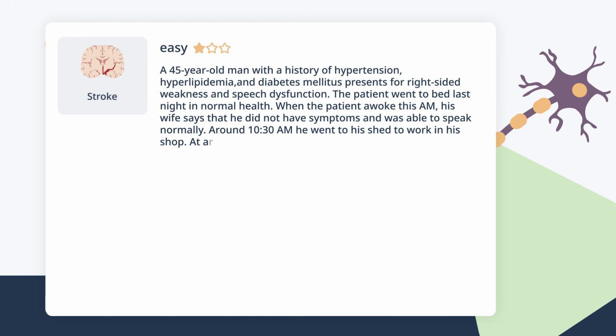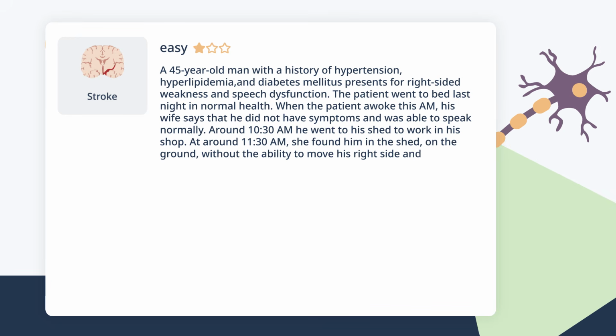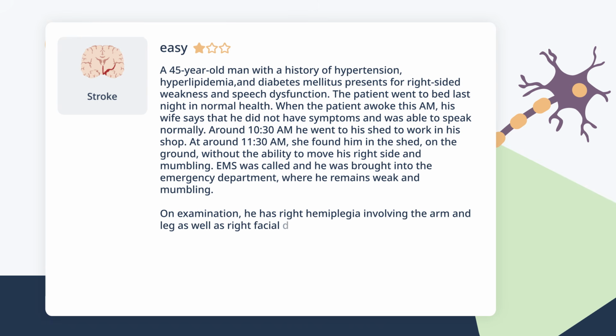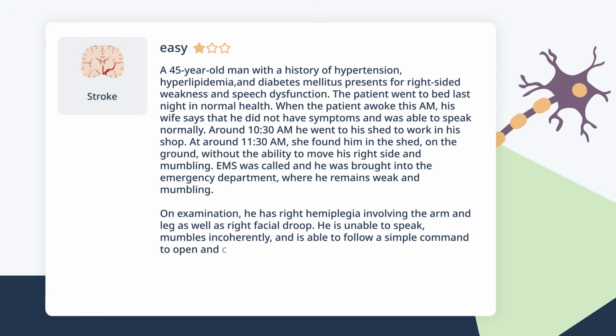At around 11:30 a.m., she found him in the shed, on the ground, without the ability to move his right side and mumbling. EMS was called, and he was brought into the emergency department, where he remains weak and mumbling on examination. He has right hemiplegia involving the arm and leg as well as right facial droop. He is unable to speak, mumbles incoherently, and is able to follow a simple command to open and close eyes. What is the next step in management?